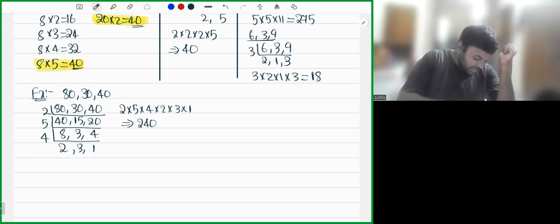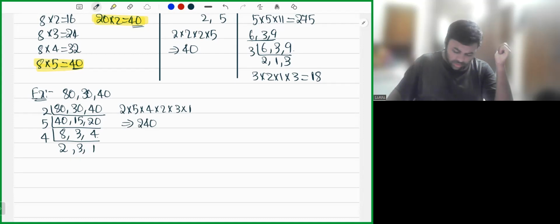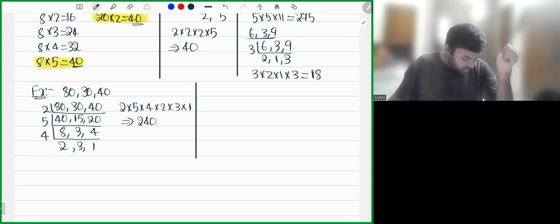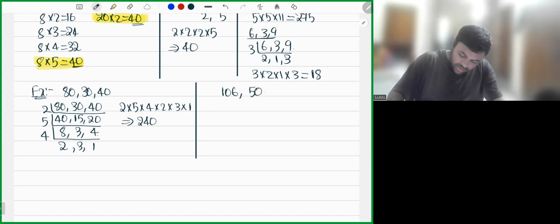Okay. Sir, one last example, sir. Please, sir, one last example. Okay, my dear friends, the way you like. What you like is what I tell. Now, I am having it like this: 106, 50, and 60. Let us understand the prime factorization of this.